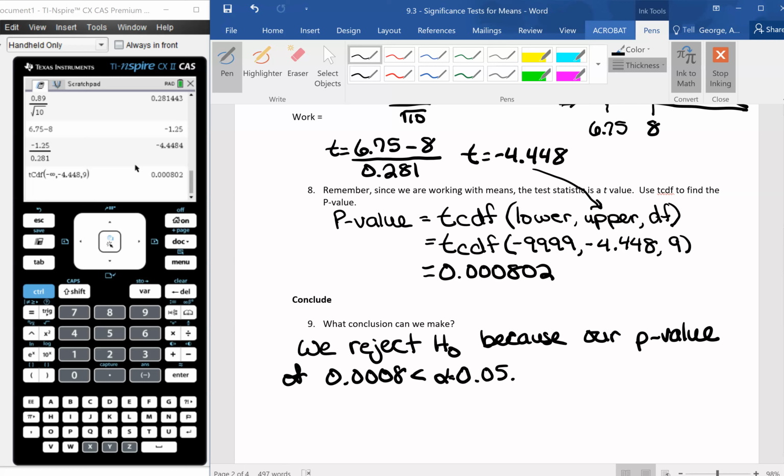All right, and that means we have convincing evidence that y'all aren't getting enough sleep. Or at least y'all in August were not getting enough sleep.